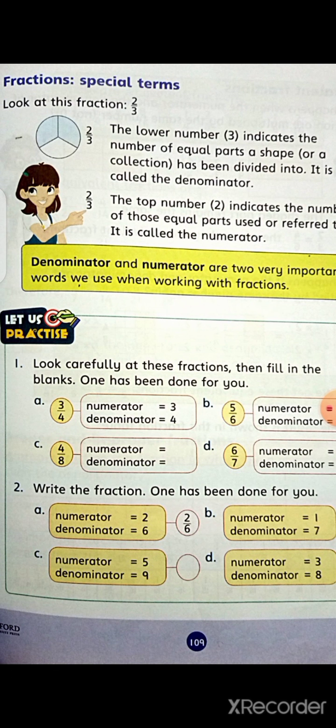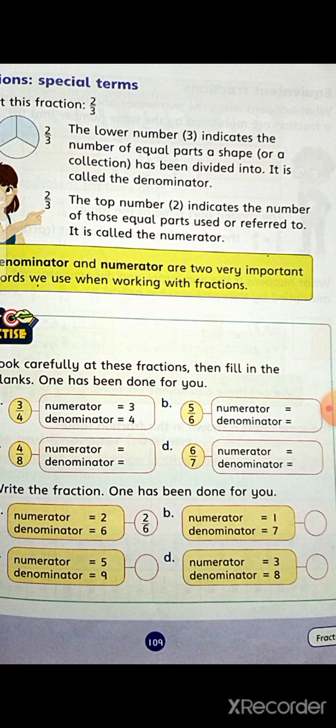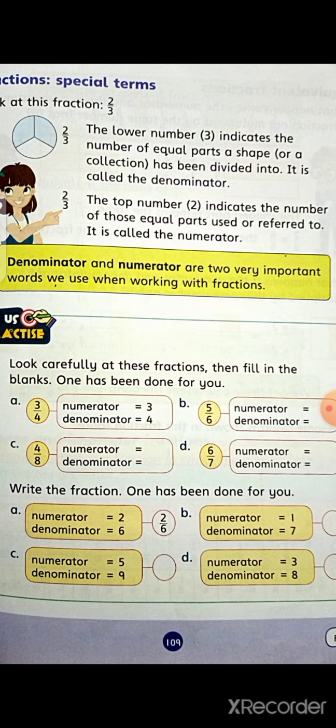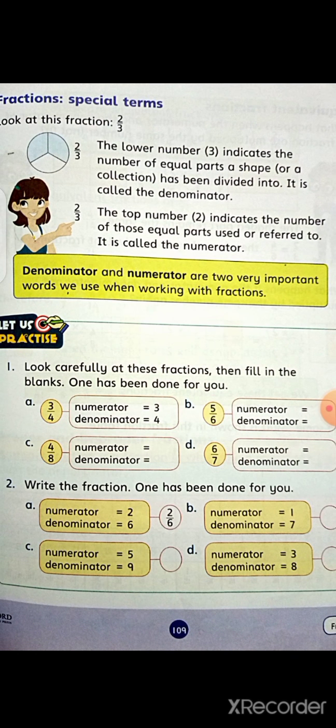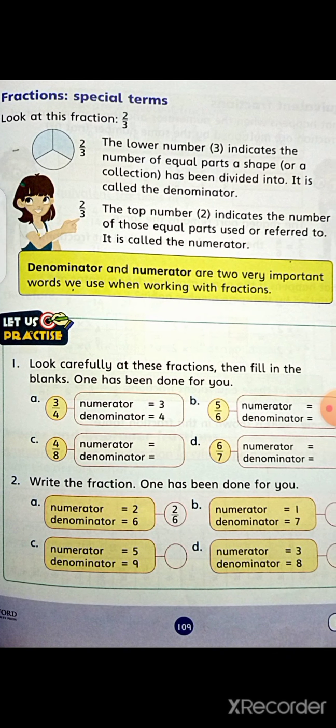In the second figure, 2 over 3, the top number 2 indicates the number of those equal parts used or referred to. It is called numerator. So denominator and numerator are very important words we use when working with fractions. Total number of parts is called denominator, and number of parts taken out or shaded is called numerator.